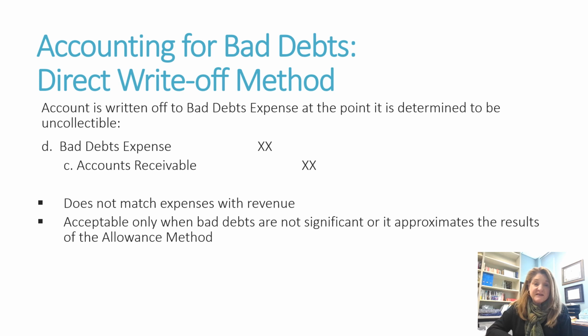The issue with this is that it does not match expenses with revenue. So for example, the revenue might have been recorded in 2021 and the account is written off to bad debt expense in 2022. So we don't have a matching of expenses with revenue. Therefore, according to GAAP, this is acceptable only when bad debts are not significant or it approximates the results of the allowance method.